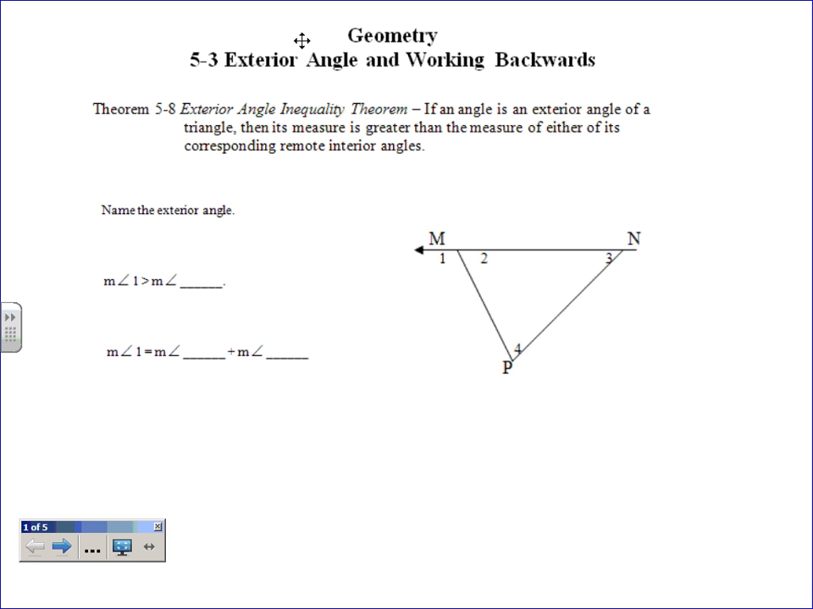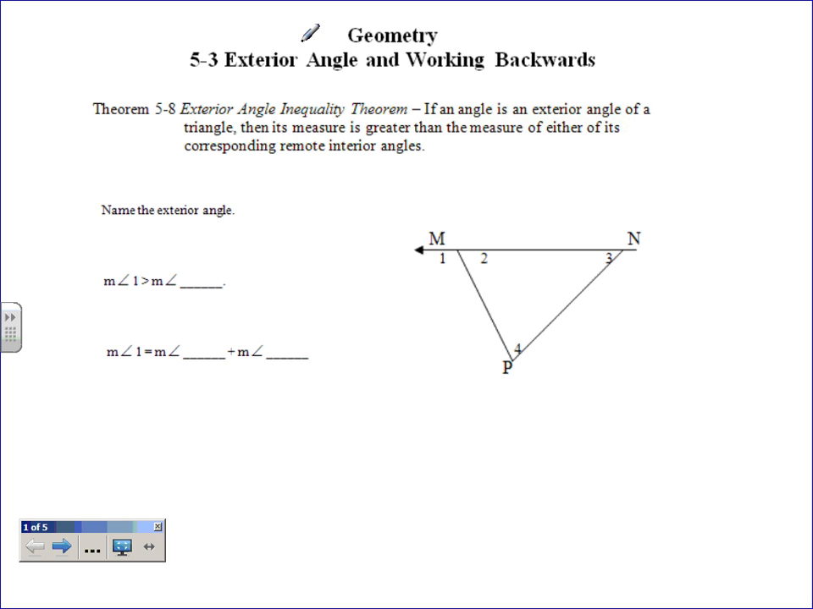So the exterior angle inequality theorem, again, just kind of know what it says. I don't need you to tell me it's theorem 5-8. If you go to some other school, it's going to be numbered something else. Basically know that that exterior angle has to be bigger than any of the pieces that make it up, because we already talked about that earlier this year.